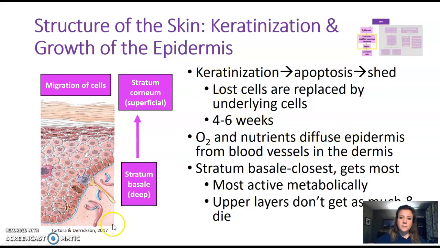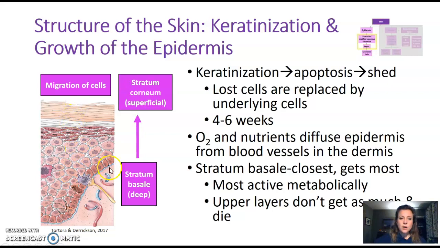So the pattern that we see here, starting in the stratum basale, moving up to the stratum corneum, is one of keratinization as you move up through the stratum spinosum and the stratum granulosum. And then the cells undergo apoptosis, where they die, and then they move up to the stratum corneum, where they are dead, they don't have any organelles, they retain their cell membranes, and then they are shed within 4 to 6 weeks of being born in the stratum basale.